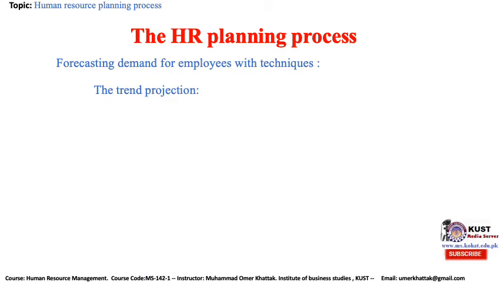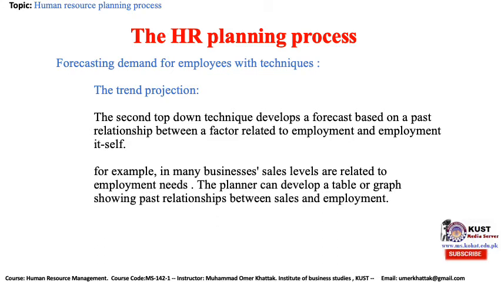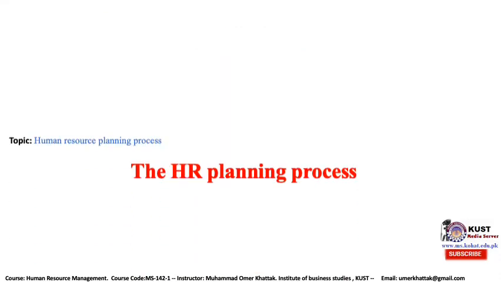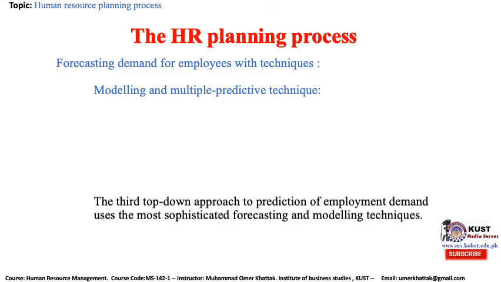The trend projection. The second top-down technique develops a forecast based on a past relationship between a factor related to employment and employment itself. For example, in many businesses, sales levels are related to employment needs. The planner can develop a table or graph showing past relationship between sales and employment.